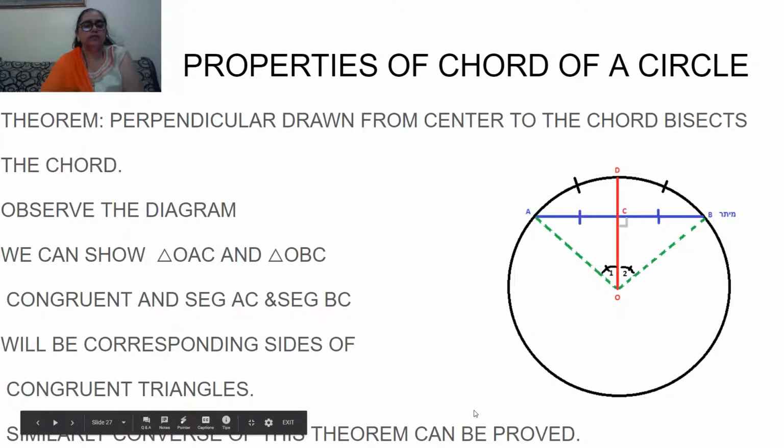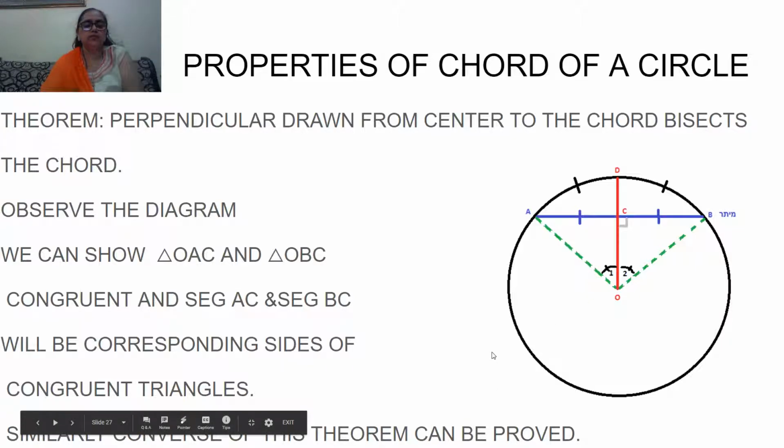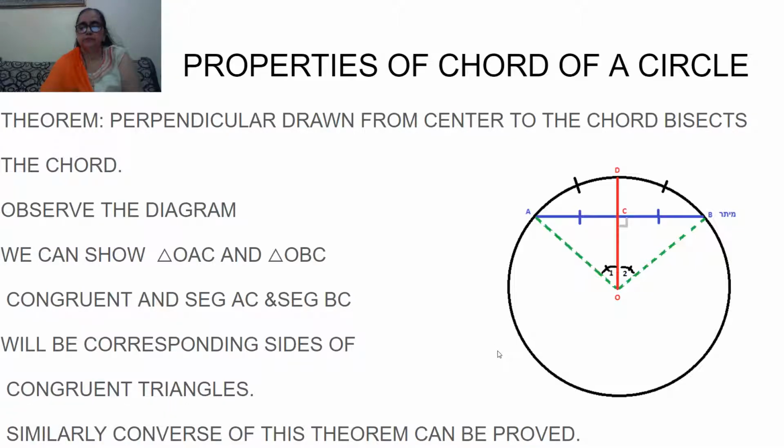Properties of chords of a circle. A perpendicular drawn from the center to the chord bisects the chord. Here you observe that chord AB is there and OC is perpendicular to the chord AB, and we can prove triangle OAC and triangle OBC congruent by the hypotenuse side theorem, and therefore we can say AC is congruent to BC, which shows that it bisects the chord. Similarly, the converse of this theorem can be proved.